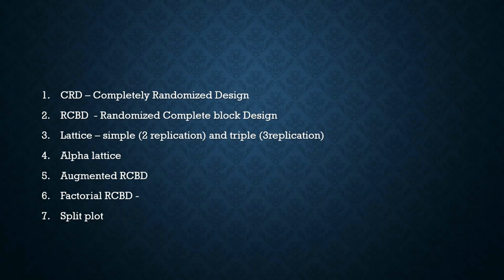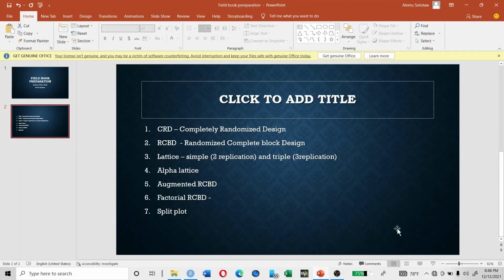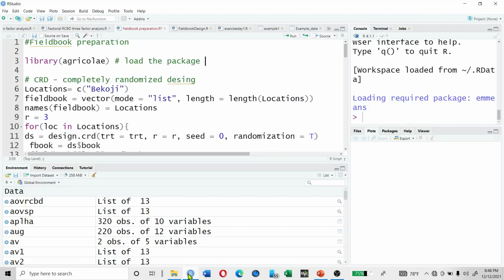So now we'll go directly to the R Studio, and then we'll proceed to see how to prepare the field book for different designs. So we will start with the CRD, or completely randomized design. Before we go to the data analysis, first we need to load the package agricolae. We can load the package by calling library and then putting the name agricolae inside.